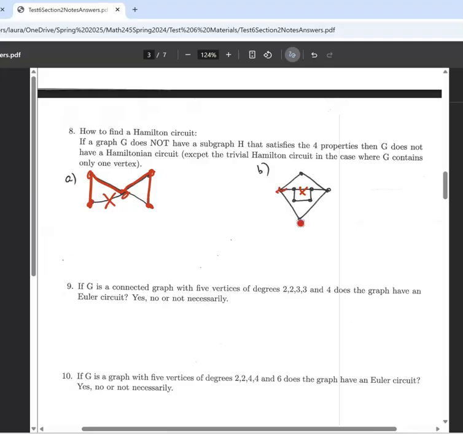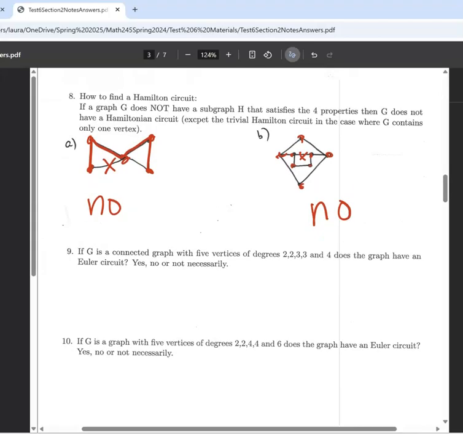Again, this one has 1, 2, 3, 4, 5, 6, 7, 8. Wow, that's a lot of vertices. I can't have 8 edges and keep it connected. So this is a little harder to determine, but neat. This one does not have a Hamilton circuit, and this does not have a Hamilton circuit.